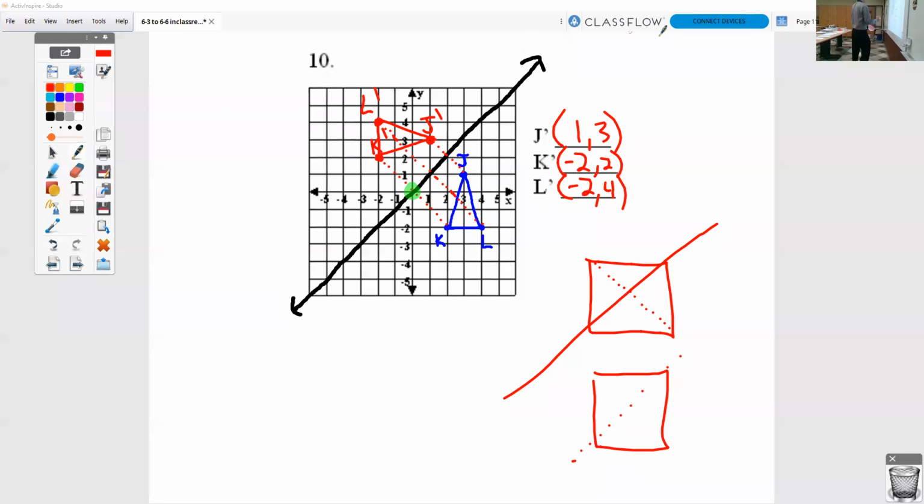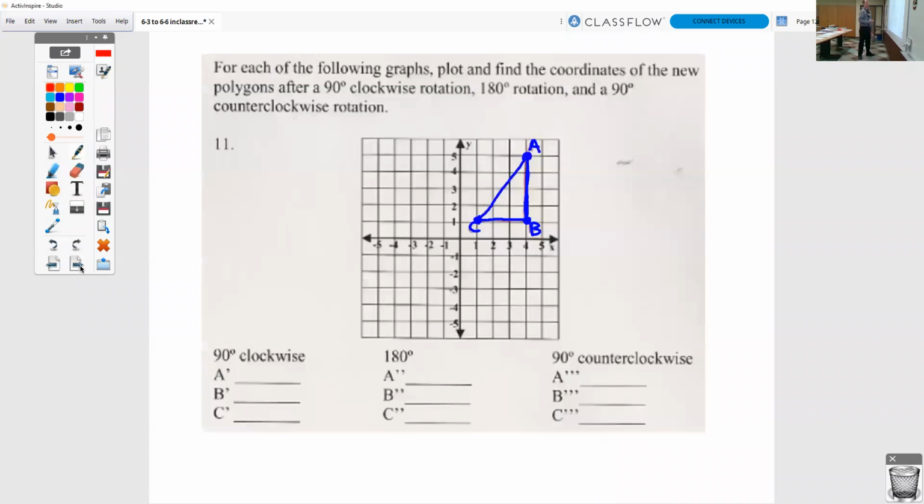And for the last question, we are going to do a rotation. Now, there's 3 different types of rotations. I would suggest when you go to do a rotation that you do the coordinates first, all right? I would do the coordinates first.